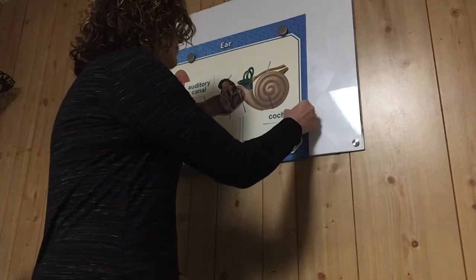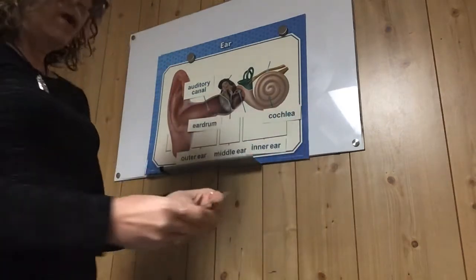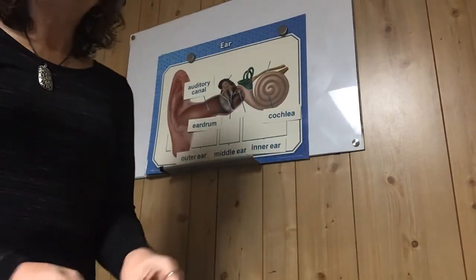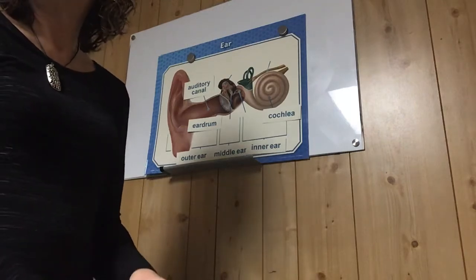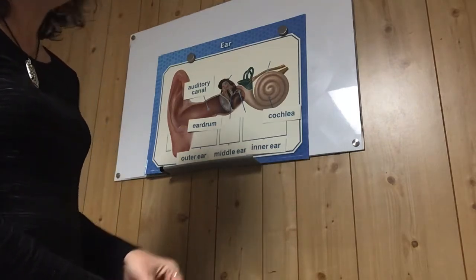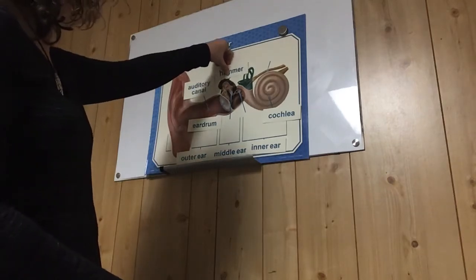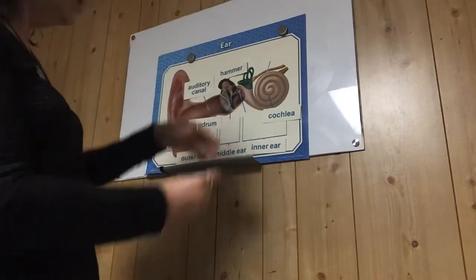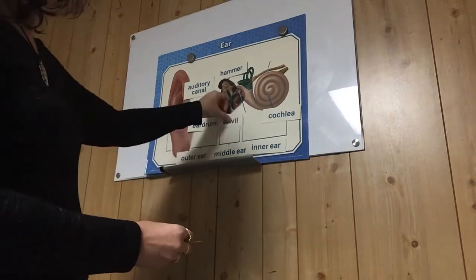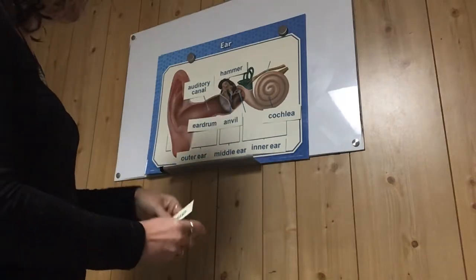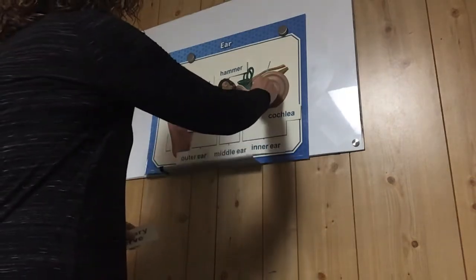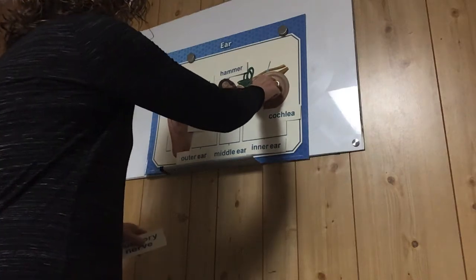The cochlea. All right. Now, I'm going to go ahead and label these last three, but you do not have these on your worksheet. They're pictured, but they don't have a place for you to label them. And that is the three bones inside the ear, which are the hammer and the anvil and the stirrup. Those are the three tiny bones inside your ear.